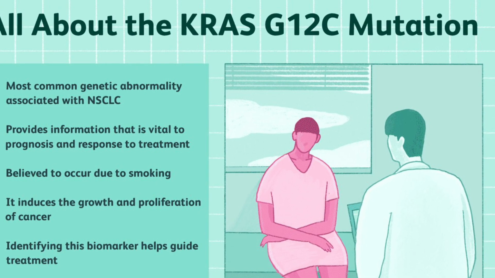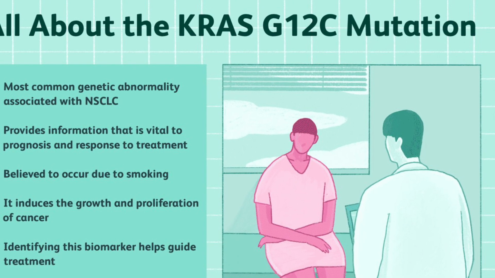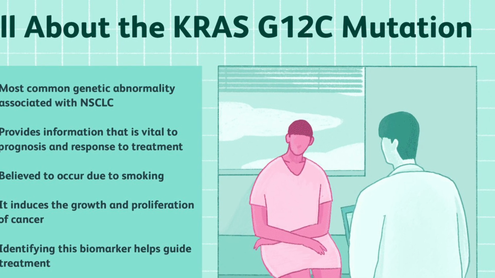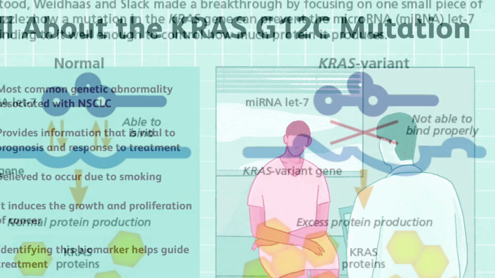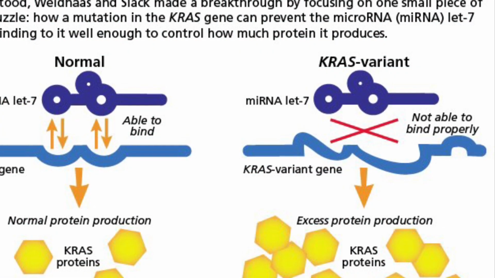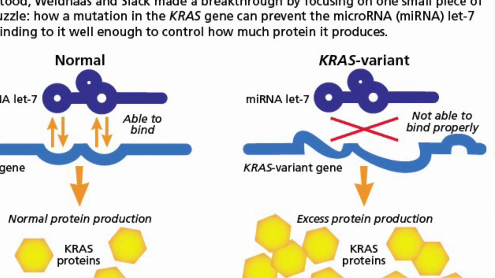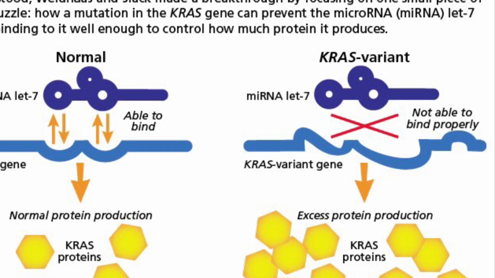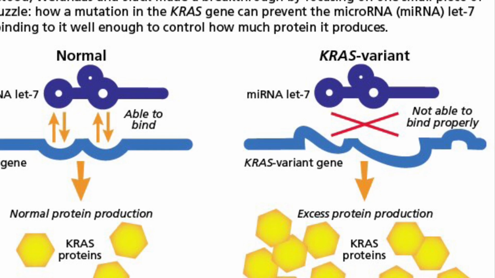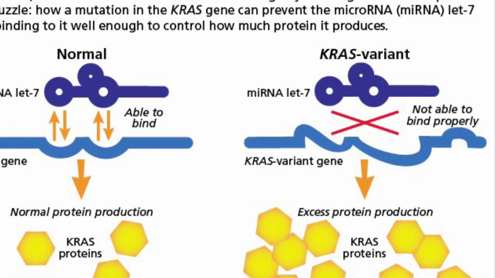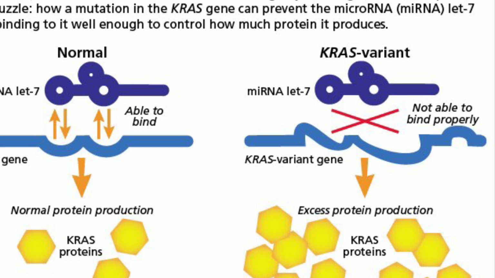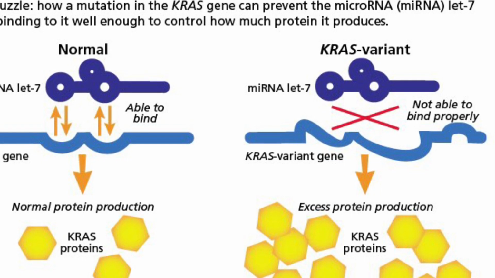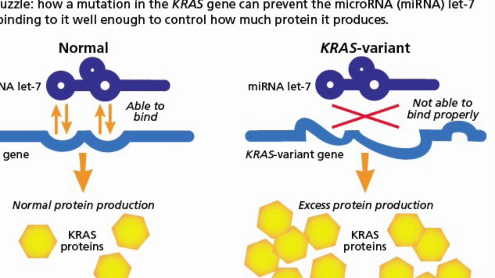The KRAS gene belongs to a class of genes known as oncogenes. When mutated, oncogenes have the potential to cause normal cells to become cancerous. The KRAS protein is a GTPase, categorized as an enzyme, which means it converts a molecule called guanosine triphosphate, or GTP, into another molecule called guanosine diphosphate, or GDP.